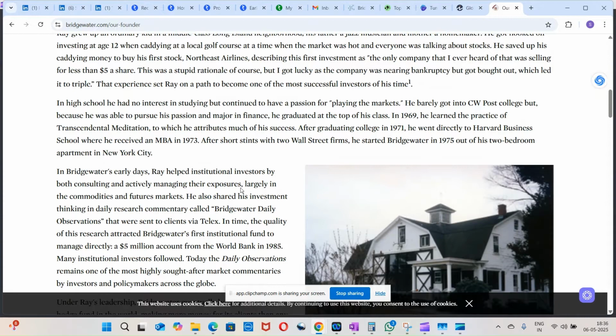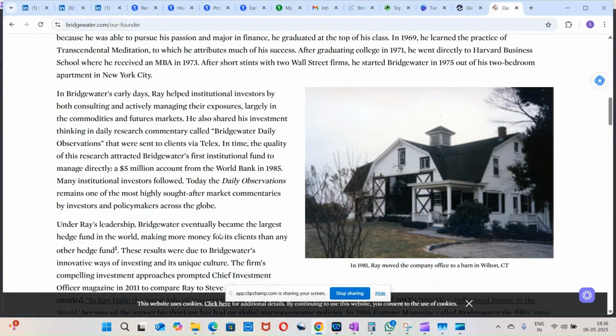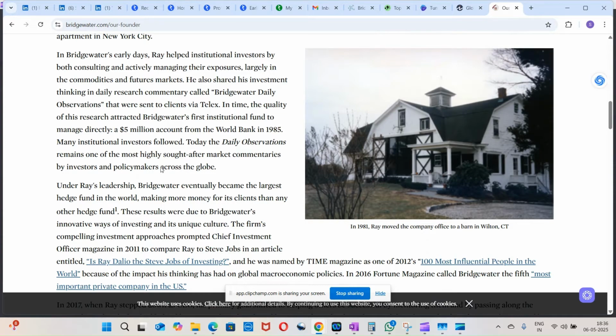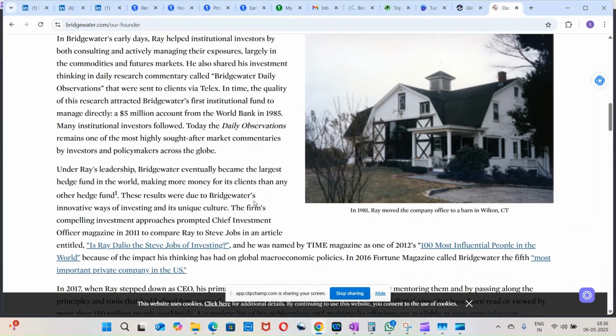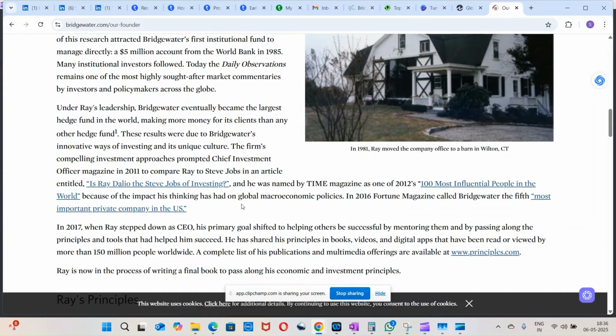and actively managing their exposures in the commodity and futures markets. He used to write research commentary every day, the Bridgewater Daily Observations, and send it to clients. This research attracted big institutional funds to Bridgewater. The World Bank, for example, gave a 5 million account to be managed, and even today the Daily Observations remain one of the most sought-after market commentaries by investors and policymakers across the globe. His thinking has also impacted some global macroeconomic policies.